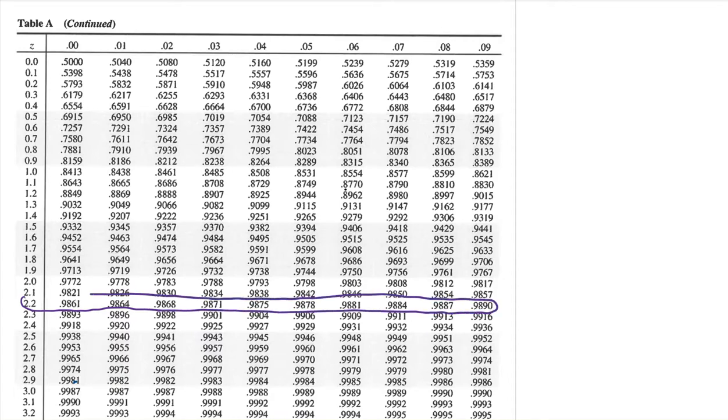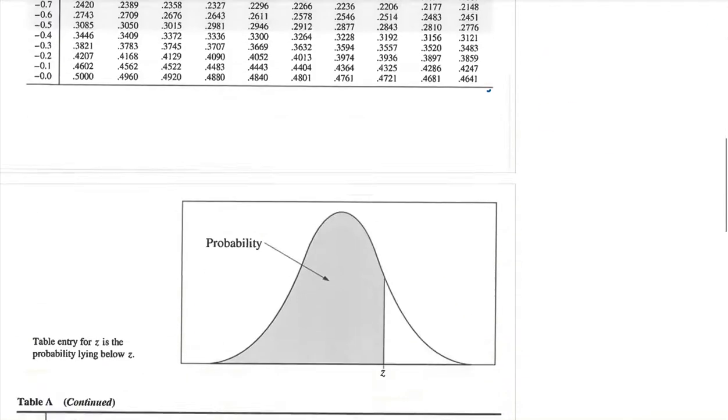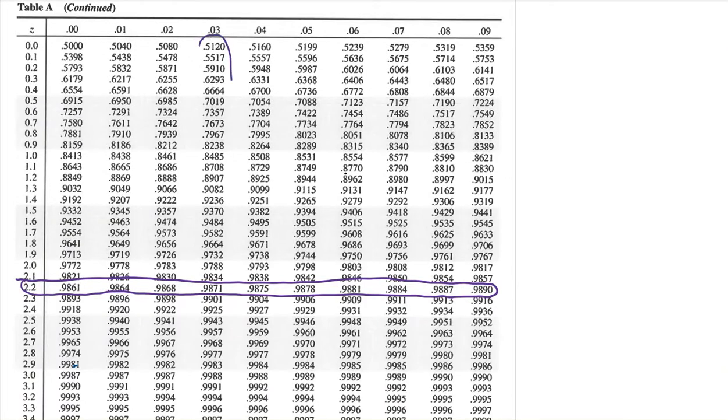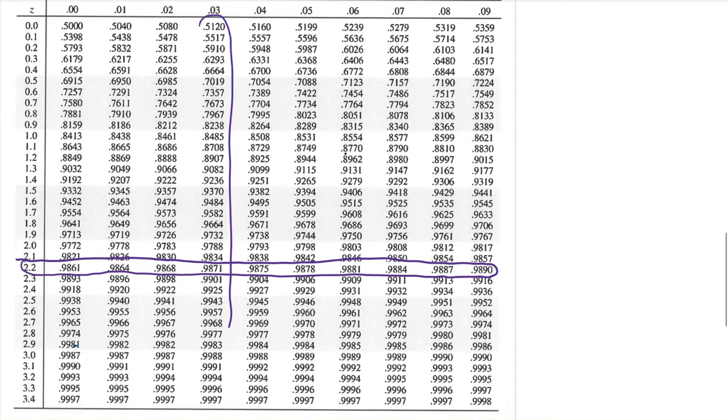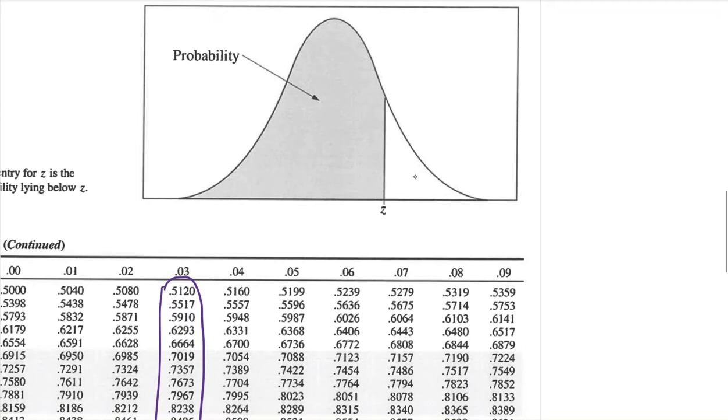Once I've identified this row, I now look to my second decimal here, the 3. That's going to tell me what column I want. So I'm going to go to the 0.03 column. So the 0.03 column is what I have here. And where my intersection is, that is going to be the area to the left of my z-score value, because that's how this table is oriented. It gives you area or probabilities to the left.